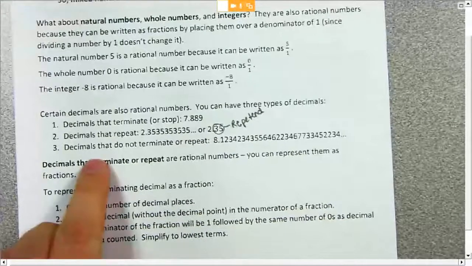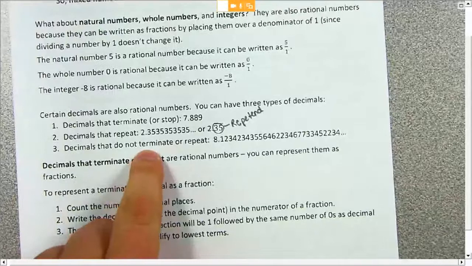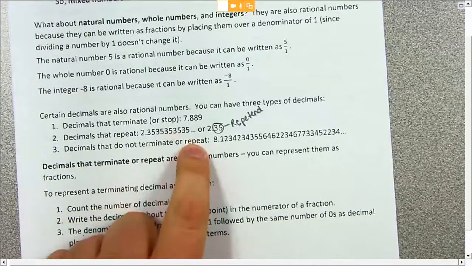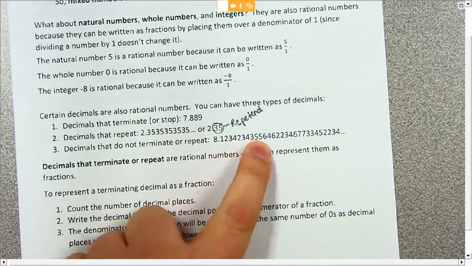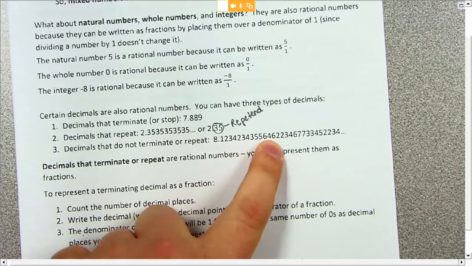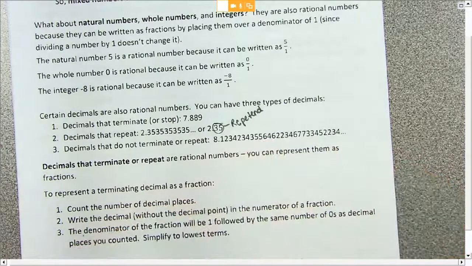And then you have decimals that do not terminate, so they never stop, and they never repeat, like 8.1234234355646. Now, numbers, digits repeat, but I don't have a repeating pattern. I don't have a repetend in this decimal, okay? So those are the three types of decimals we can have.